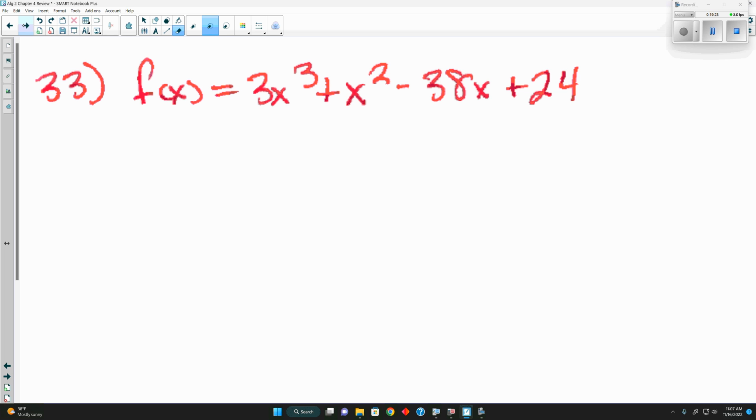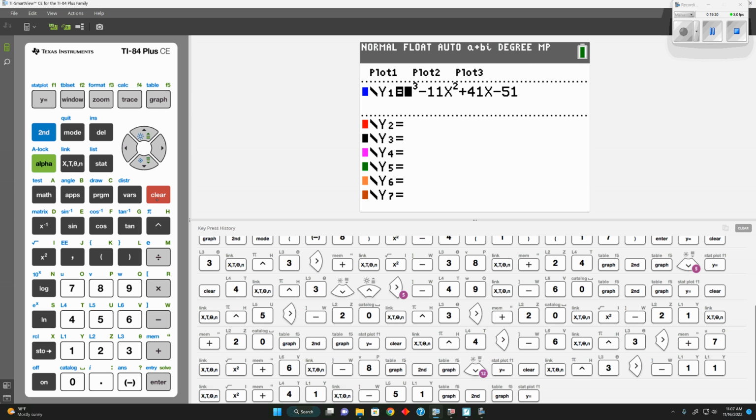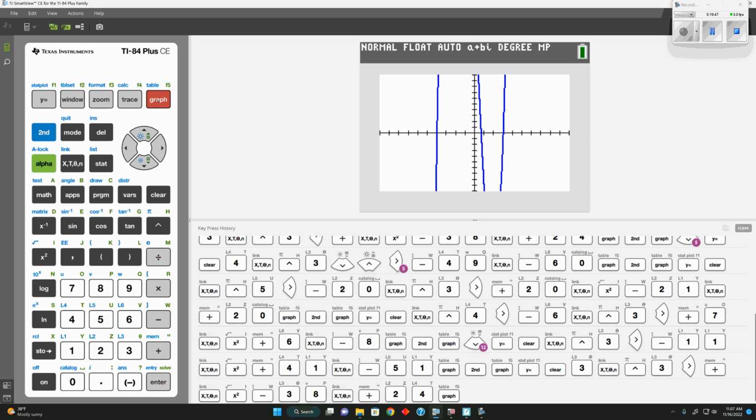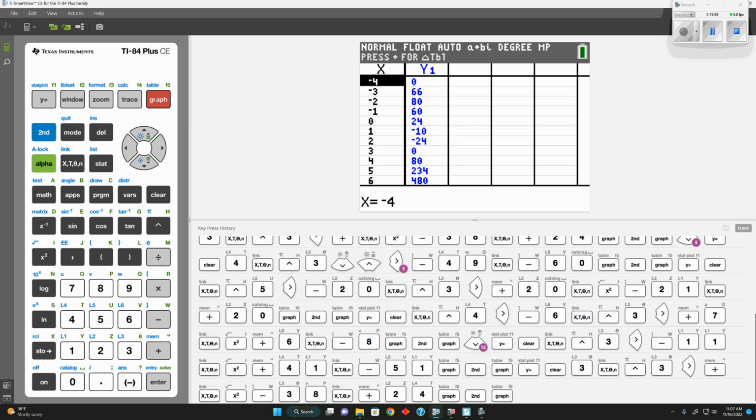Let's look at 33. And again, the first thing we'll do with any of these here, guys, graph it. When solving or finding all the solutions, the first thing to do is going to be to graph these. So we'll have 3x to the third plus x squared minus 38x plus 24. Graph. So we do see that it crosses the graph at 3 points. 2 of them look like they're nice numbers and 1 of them is not. Now, if we look at the table, we see that it does cross at -4 and 3. So we do have two nice spots that it crosses.